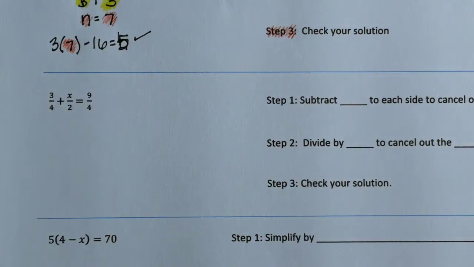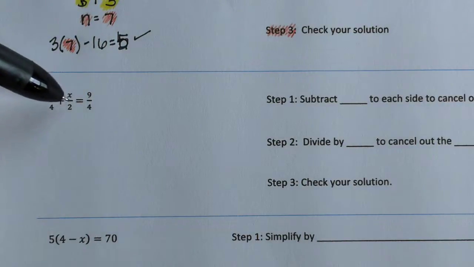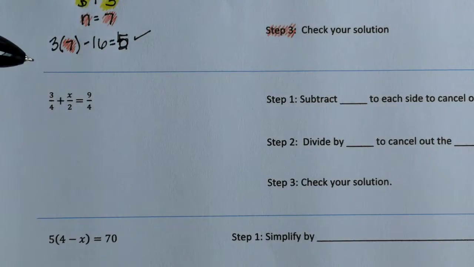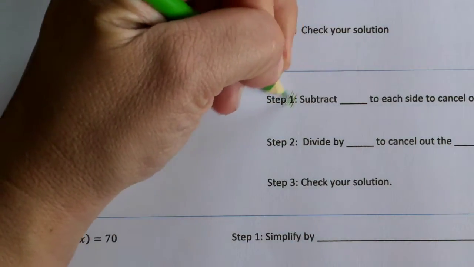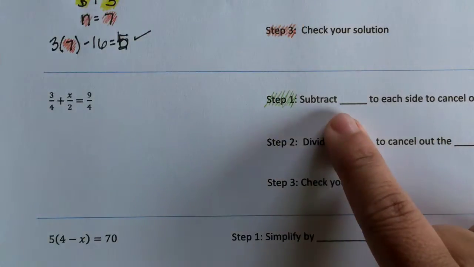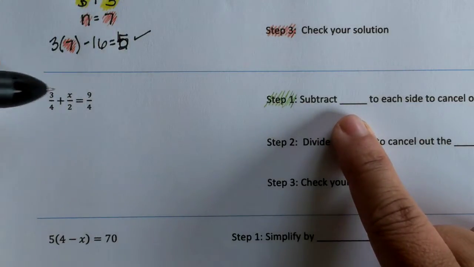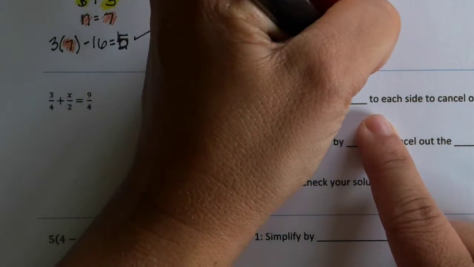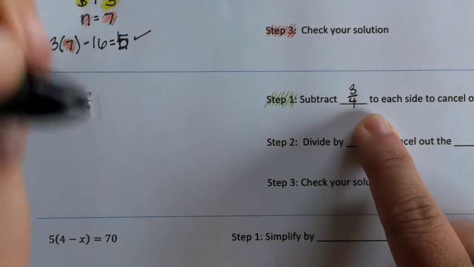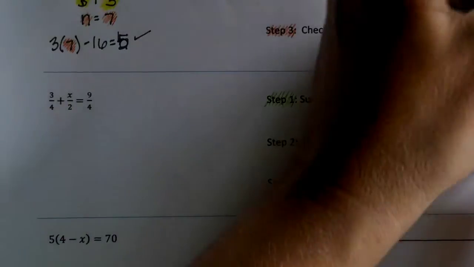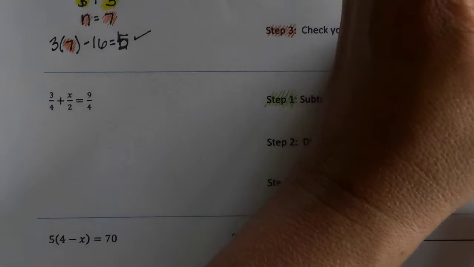Okay, so the second one we're looking at is 3/4 plus x over 2 equals 9/4. And we are going to now do the same operations of what we did up here. And we're going to think through this. It says step 1. I'm going to make this the same colors. Subtract what? Well, I need to subtract the 3/4 because I'm trying to get x by itself. So subtract 3/4 to each side to cancel out the 3/4, right?